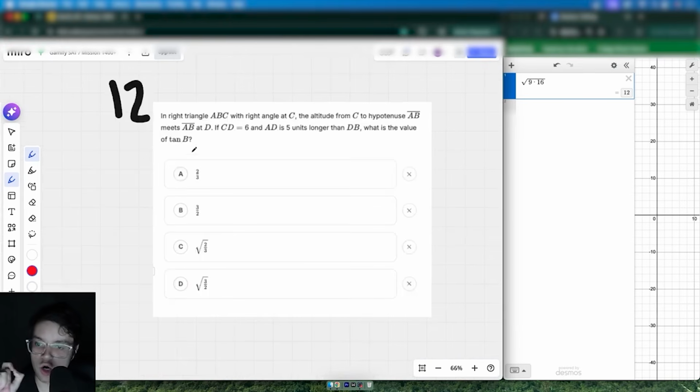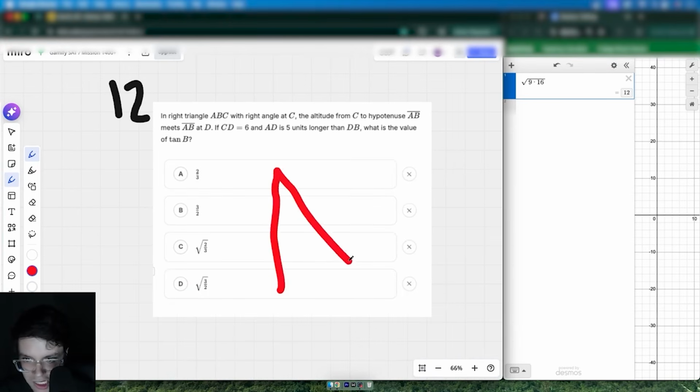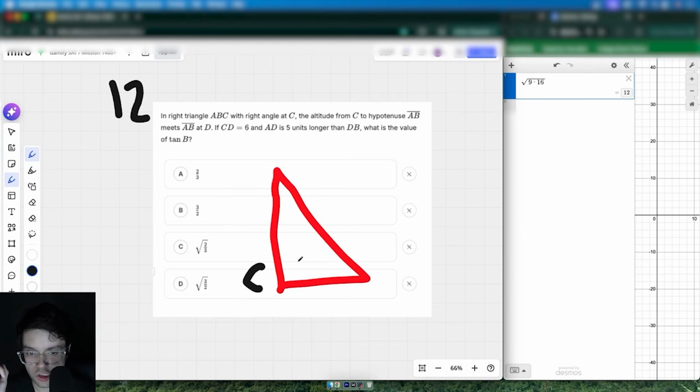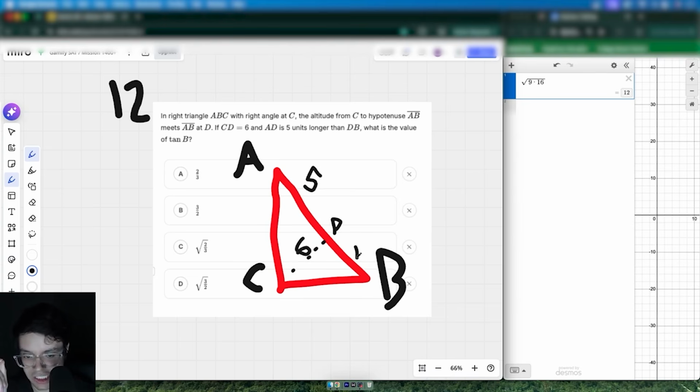Last problem here for the video, in right triangle ABC with right angle of C, so something like this now. Altitude from C to AB meets it at D again. Okay, so pretty much same stuff as the last time. CD is equal to 6, so we already know that this time. And AD is 5 longer than DB, so we can say this is X and this is 5 plus X. What is the value of tangent of B?